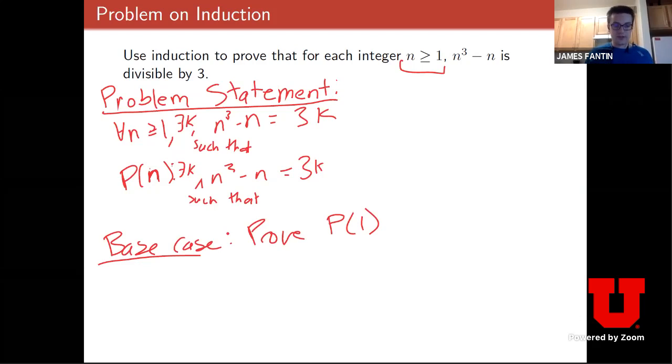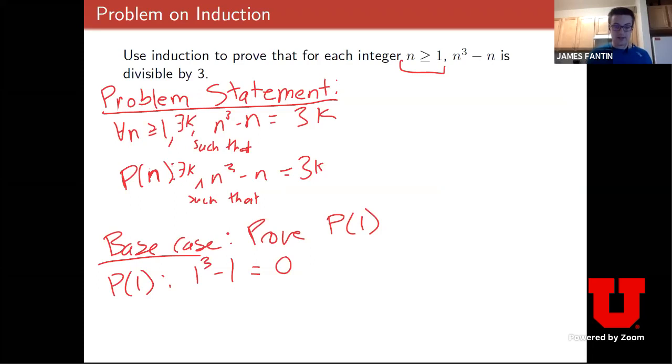So how can we show P of 1 is true? Well, we just need to show that there exists some k such that n cubed minus n is equal to 3 times that value. So, well, P sub 1, what does that mean? So let's just plug in 1 for n. So that's 1 cubed minus 1, and that's equal to 0.